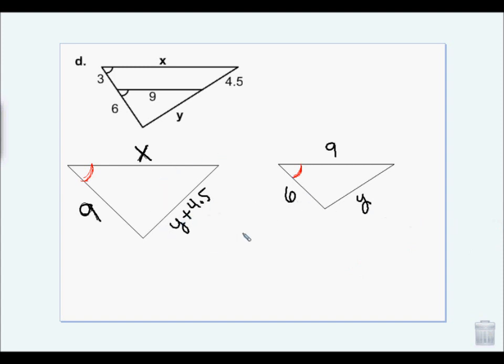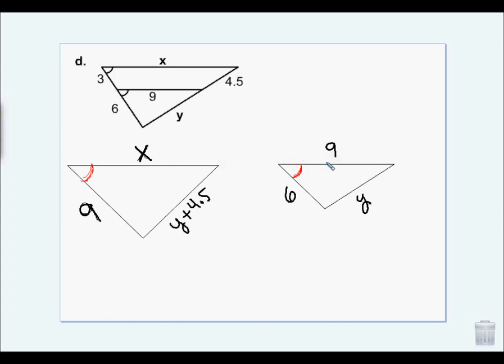Questions on the labeling? I get that all the time, so to me it's not shocking. It's still adorable. Okay, so questions on the labeling?